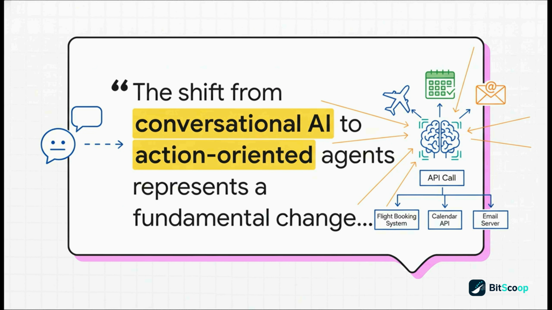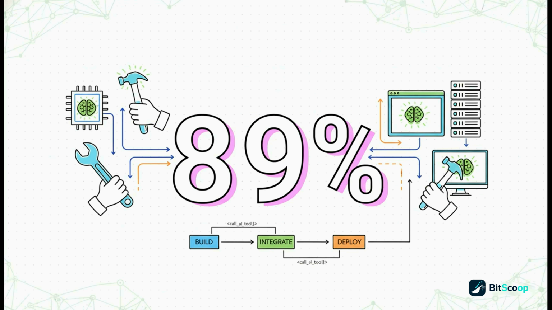This shift from conversational AI to action-oriented agents isn't just a small upgrade. It's a fundamental change. We're talking about moving from a simple chatbot to a true digital assistant. One that doesn't just talk about booking a flight, but actually goes and books the flight for you. And don't think this is some sci-fi dream for the future. It is happening right now.